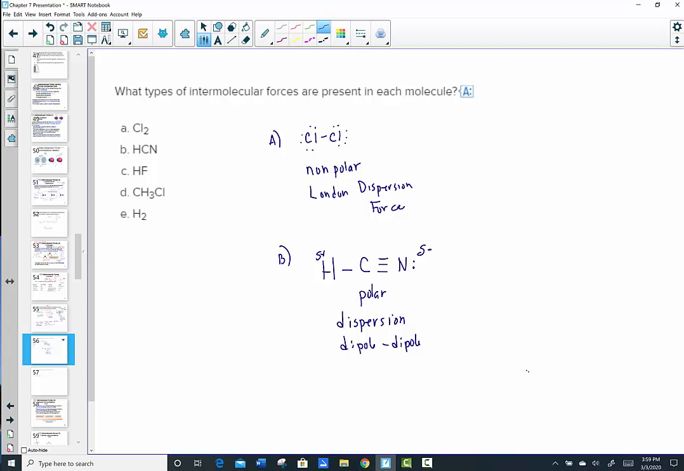It's not okay to say they're in the same compound. They have to be directly attached, and that is not the case here for letter B.